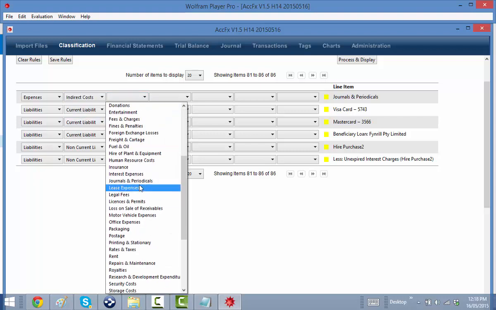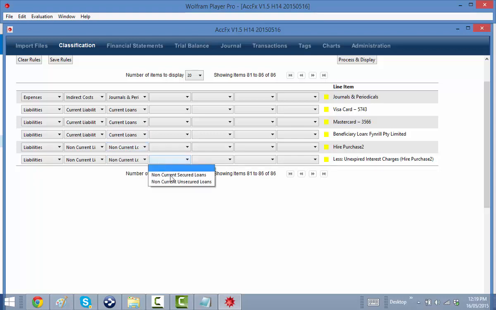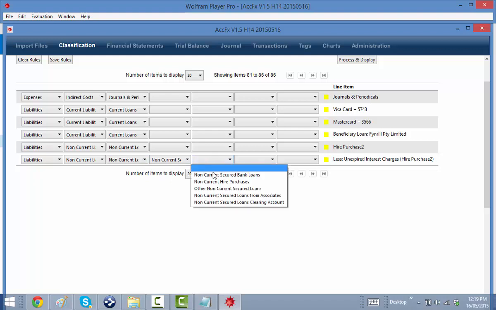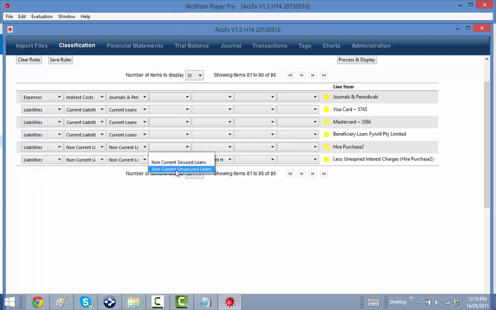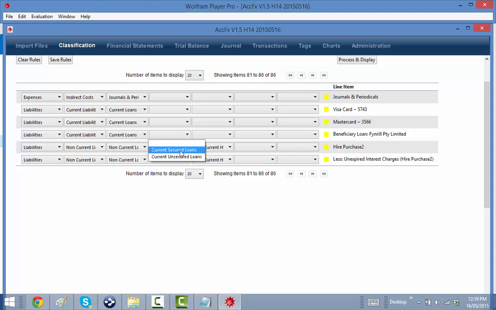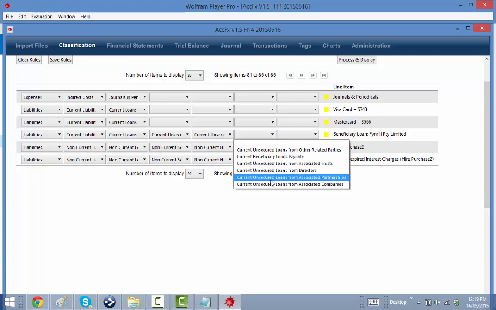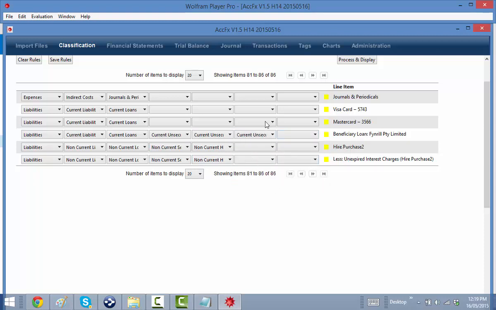We've got journals and periodicals, current loans. These are all current loans, non-current loans, non-current loans. So you can go either way. Secured. And we're nearly there, so unsecured to associated persons, and it's associated companies.